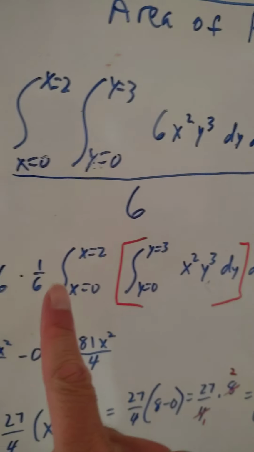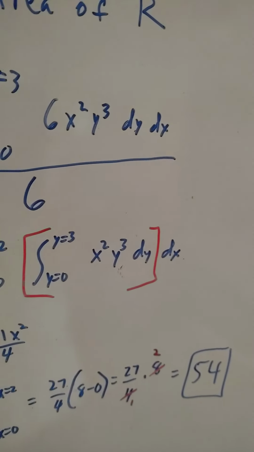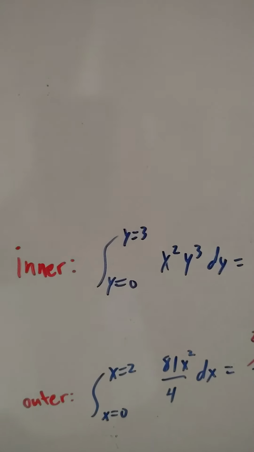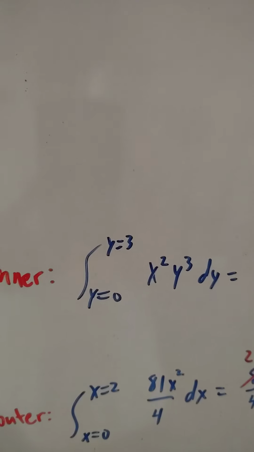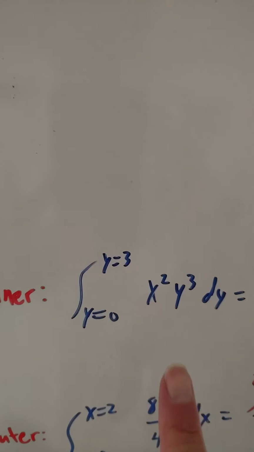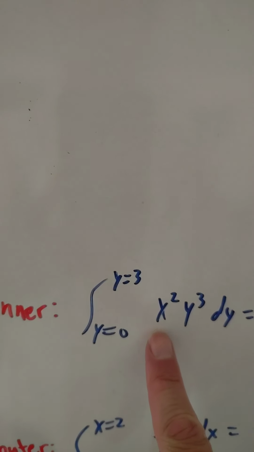So these cancel out. I should go boom, they cancel out. Okay, so now let's see what we have. We're doing the inner integral first, which is right there. The inner integral is the integral from y equals 0 to 3 of x squared y cubed dy. Remember, we're integrating with respect to y, so any x factors are constants.